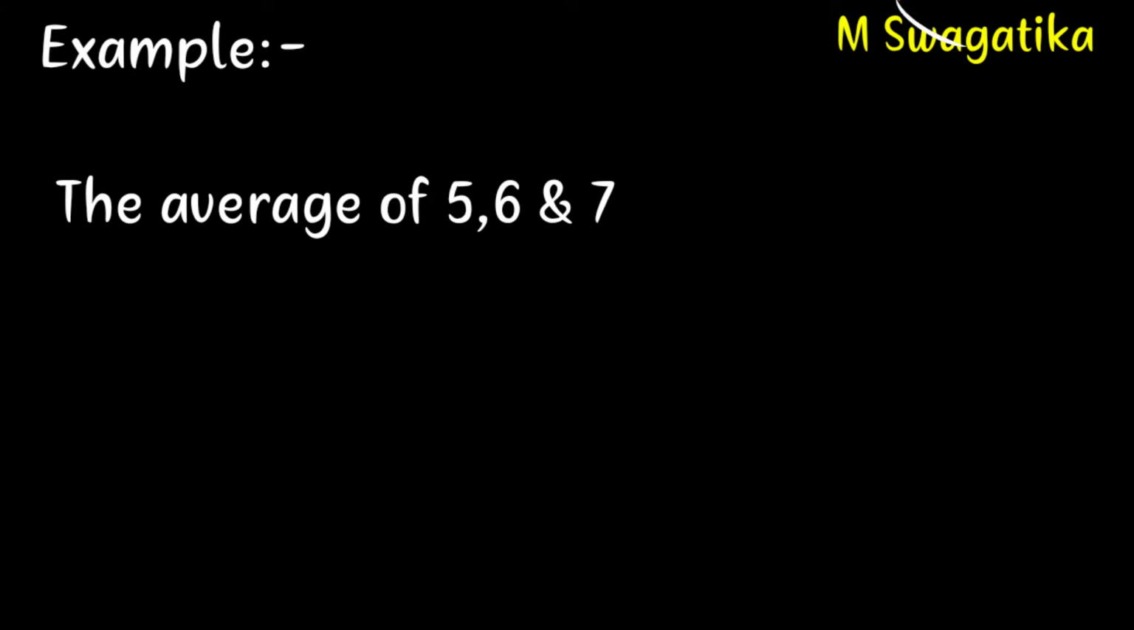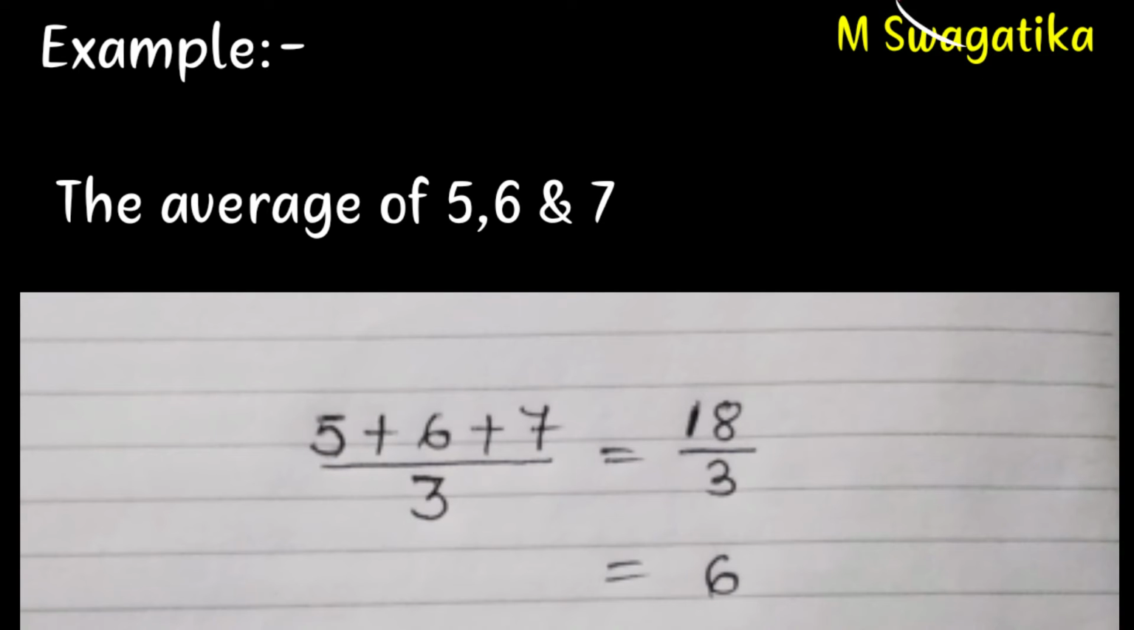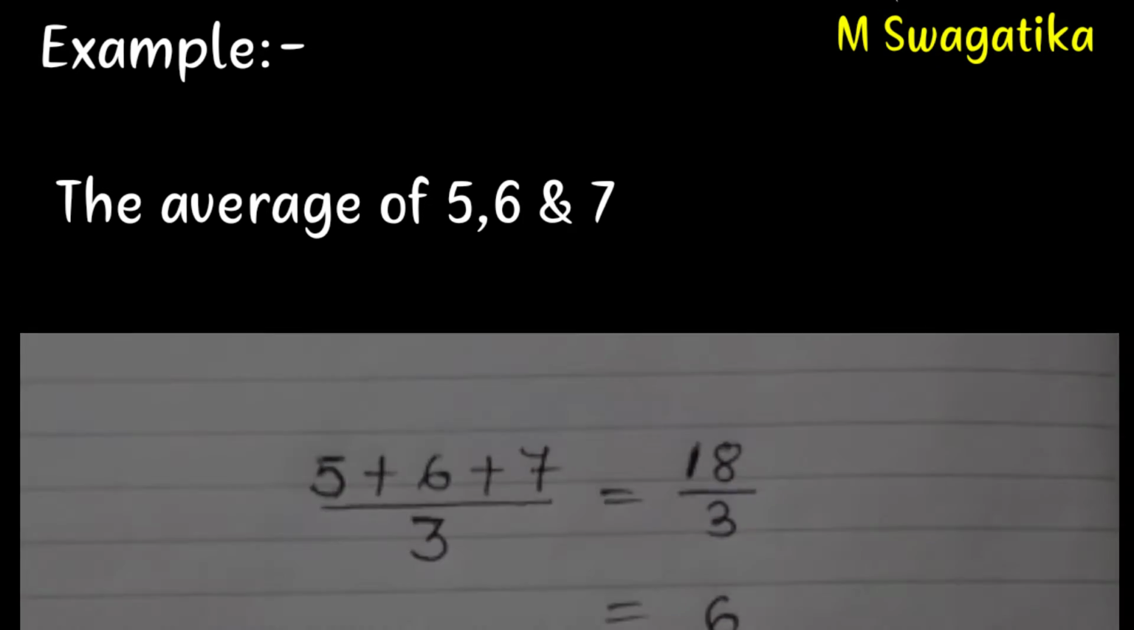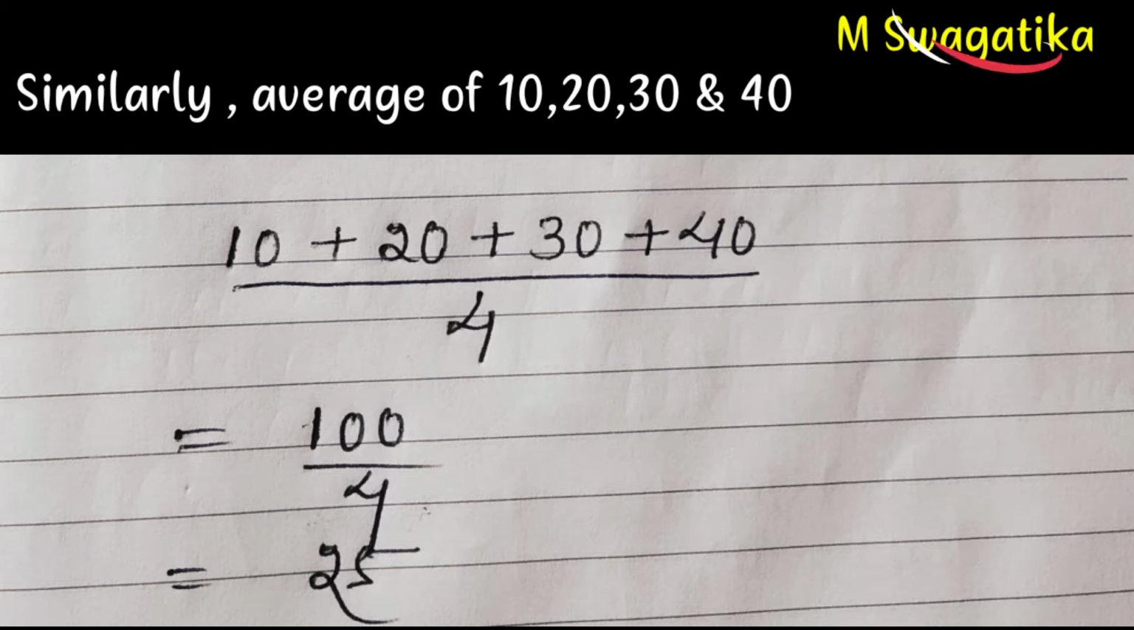if we have to find out the average of 5, 6 and 7, then the required average will be equal to (5 + 6 + 7) / 3 = 18 / 3 = 6. Similarly, the average of 10, 20, 30 and 40 will be equal to (10 + 20 + 30 + 40) / 4 = 100 / 4 = 25.